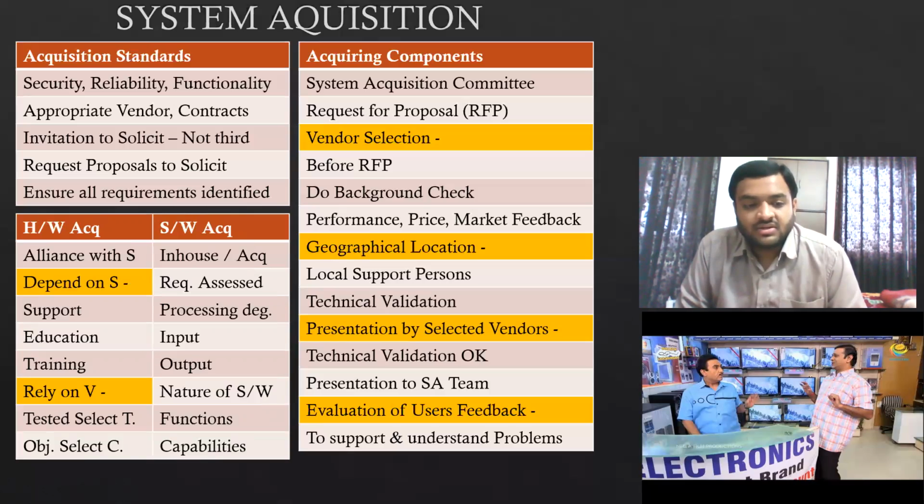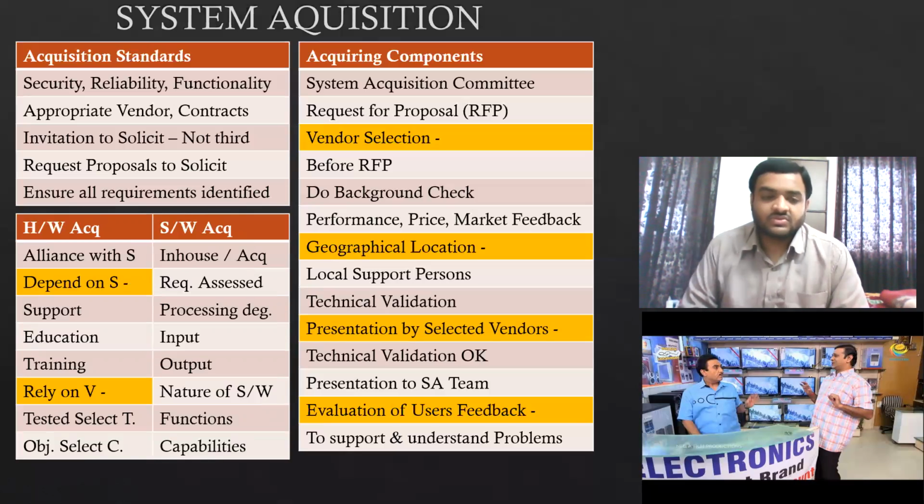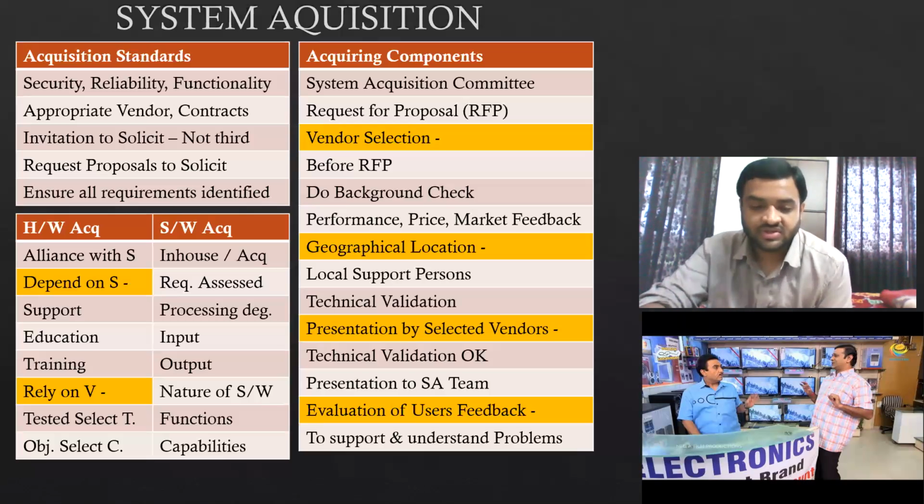In hardware acquisition also, there are only 3 points: what are the things for which we must depend on the supplier and how we will rely on the vendor or the supplier. So small questions, 2 or 3 points only.